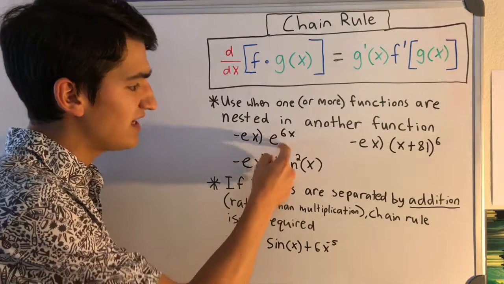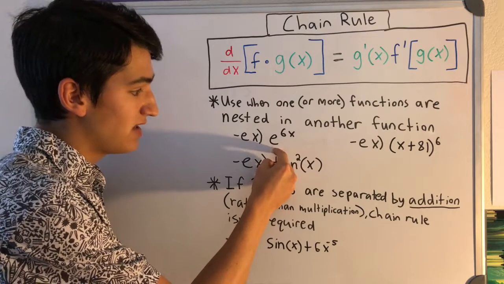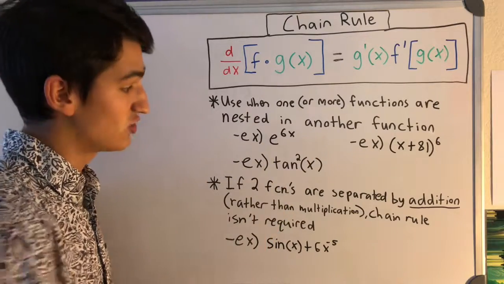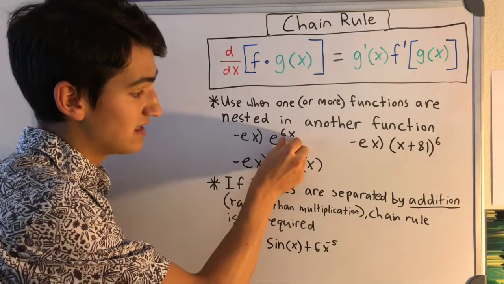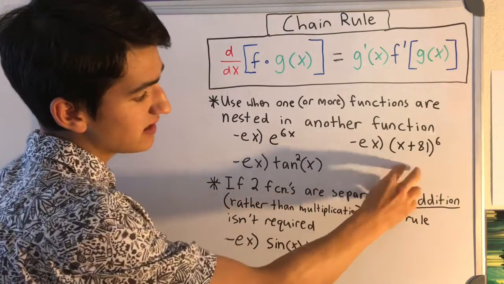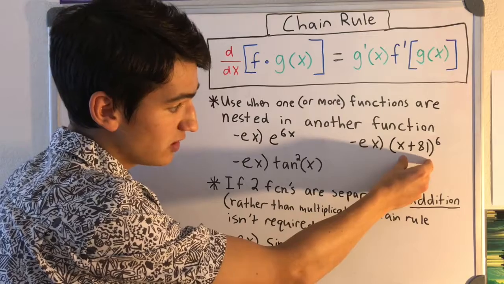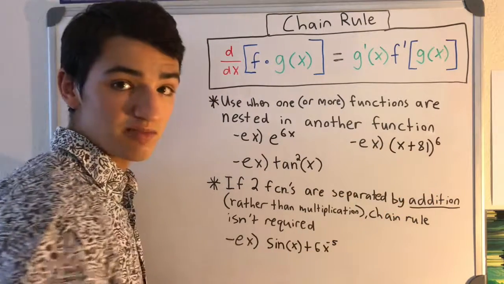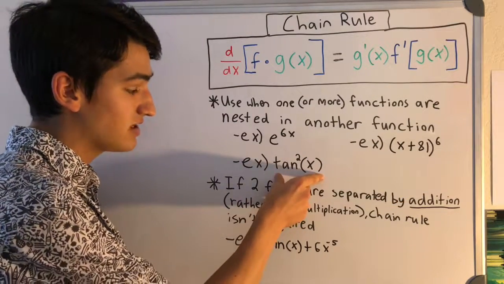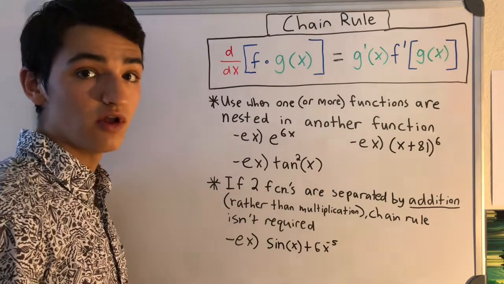So here we've got e to the 6x, and you can see 6x is a function, as well as e to the something. In this case, it's e to the 6x. That's also a function. So that's a function, 6x, nested inside of a bigger function. So we'd use the chain rule for this. Another example, this might be a little easier to see. Here we've got x plus 81, so that's clearly a function, right? And then we've got that whole function raised to the 6th power. So that is another function. That's a function within a function. Again, here, this is tangent of x, which is a function, and you're taking that function and squaring it. So again, the chain rule would be used here.